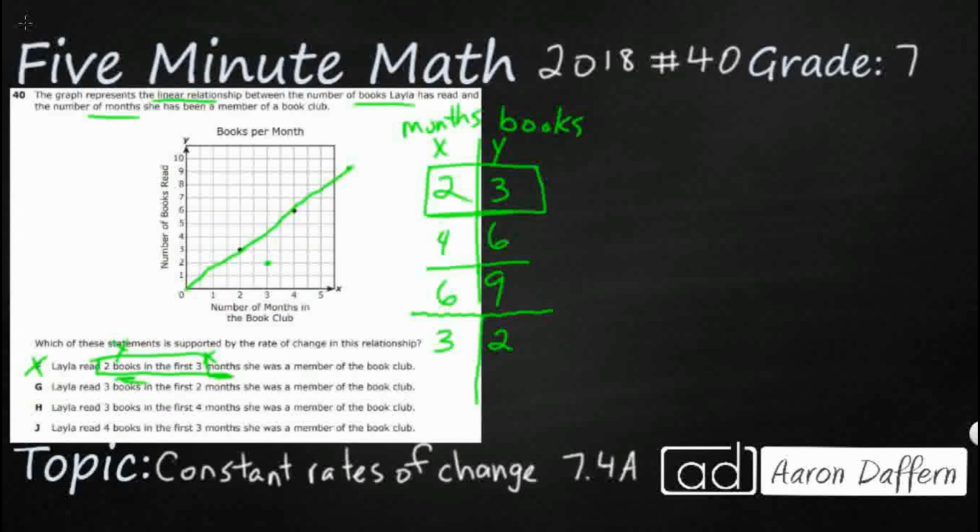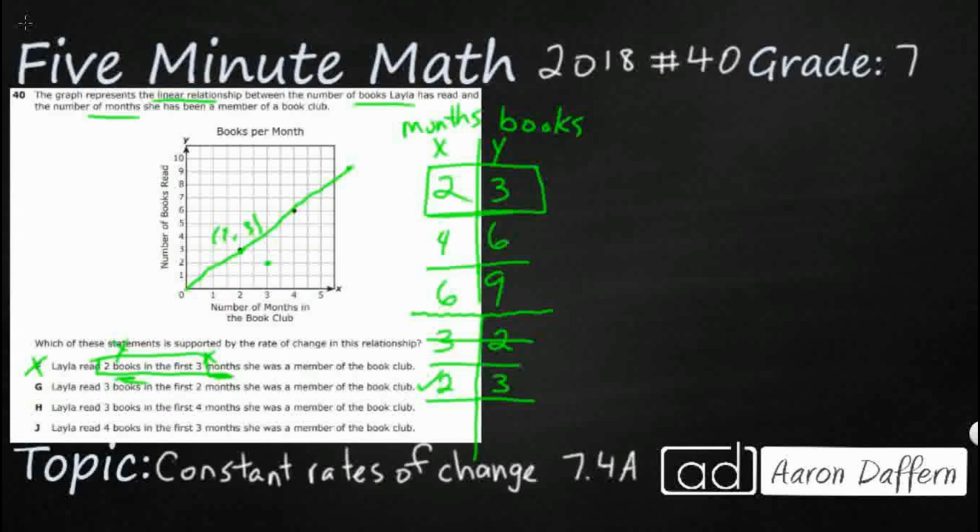All right, so let's try G. Layla read 3 books. I'll put a line through that. 3 books in the first 2 months. Yeah, that looks exactly like this very first dot right here, this (2, 3). So that is definitely going to look good. Let's just eliminate H and J as our viable options here.